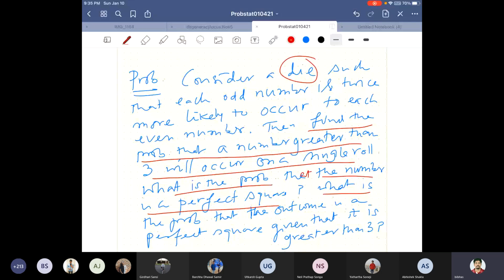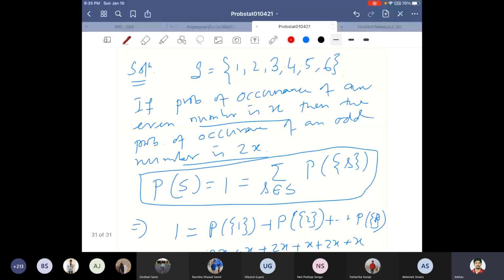Now, out of these numbers, 1, 2, up to 6, which numbers are square of another number? So 1 and 4 are the only perfect square numbers here, because 1 is 1 square and 4 is 2 square.